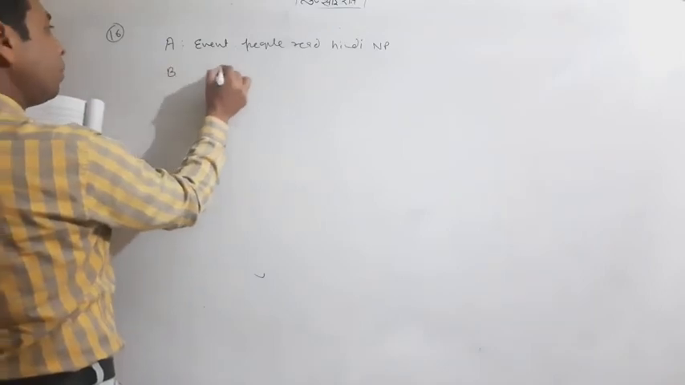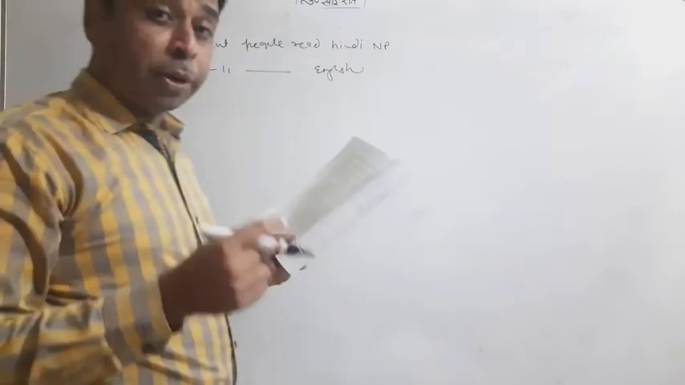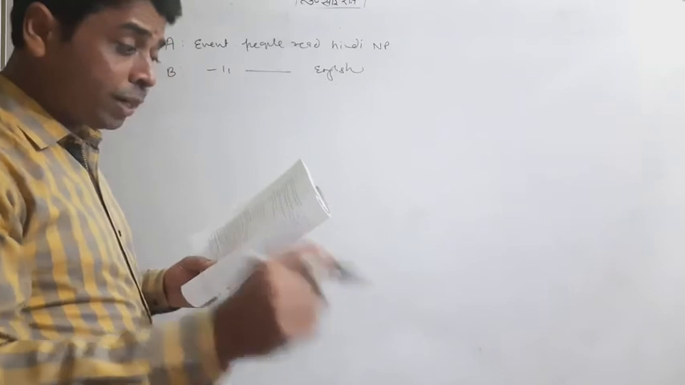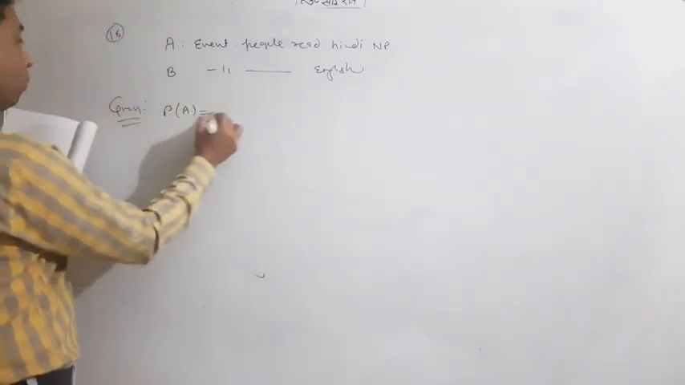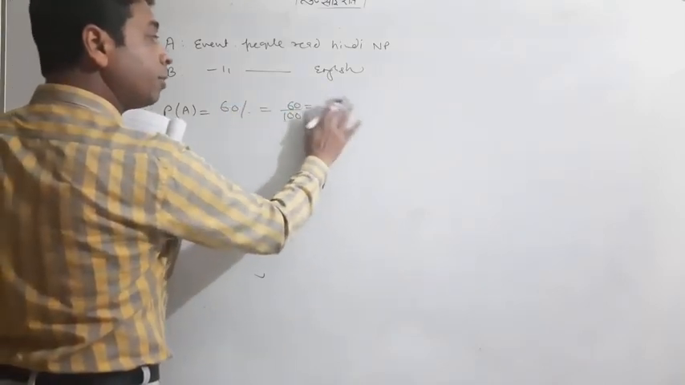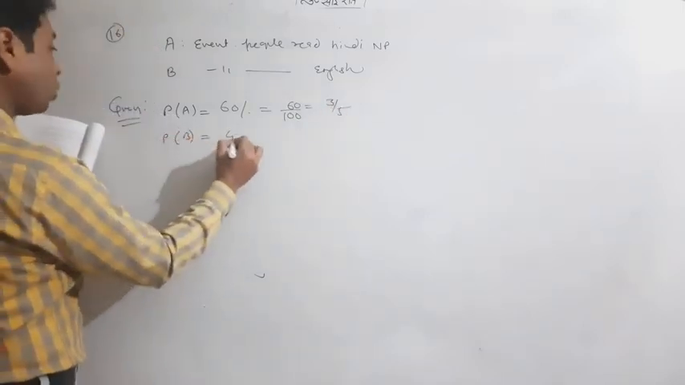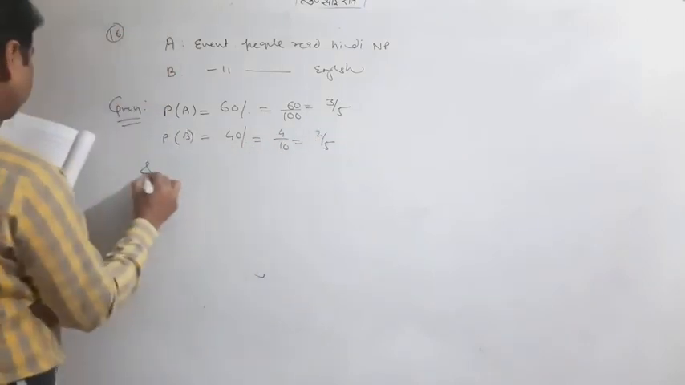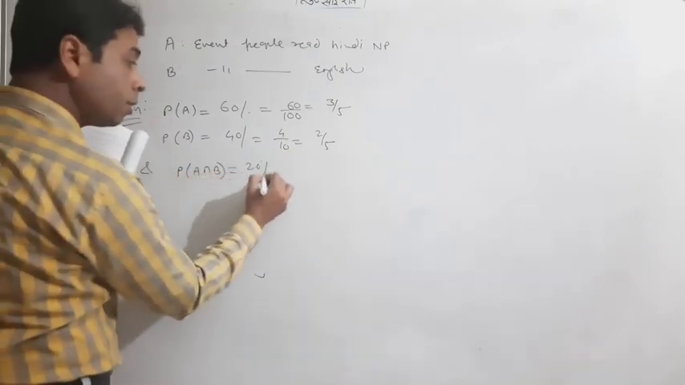B is the event people read English newspaper. And when a percentage is given, it means it is given a probability. 60% people read Hindi newspaper, so P of A is 60%, which is 60 by 100, 6 by 10, 3 by 5. P of B is given 40%, which is 40 by 100, 4 by 10, 2 by 5. And P of A intersection B is 20%, which is 1 by 5.